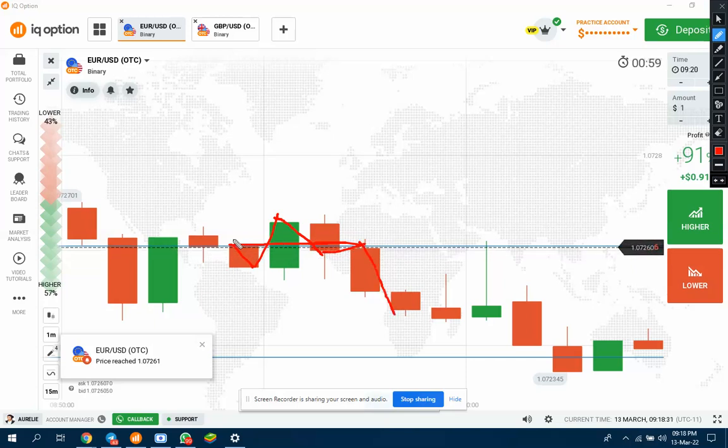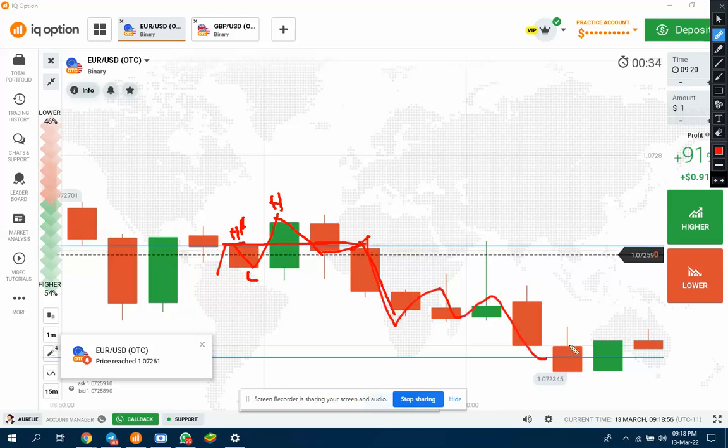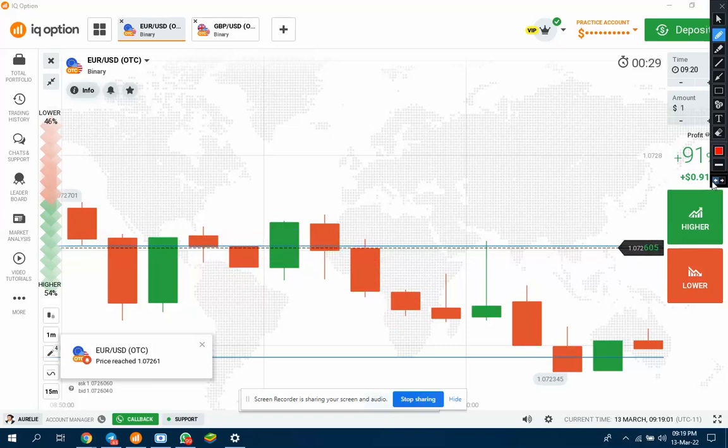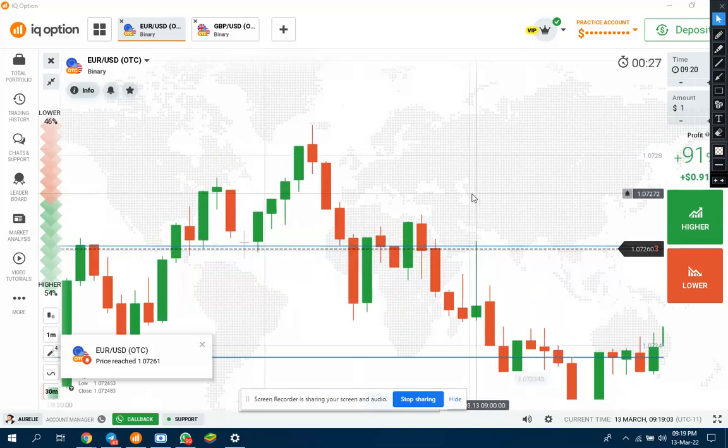So what does it look like? It looks like a Quasimodo pattern. This is a high, a higher high. This is a low. This is a higher high, and this is a lower low. So the price broke this high, then came back again and retested the level. That is why you can see that sellers pushed the price lower.